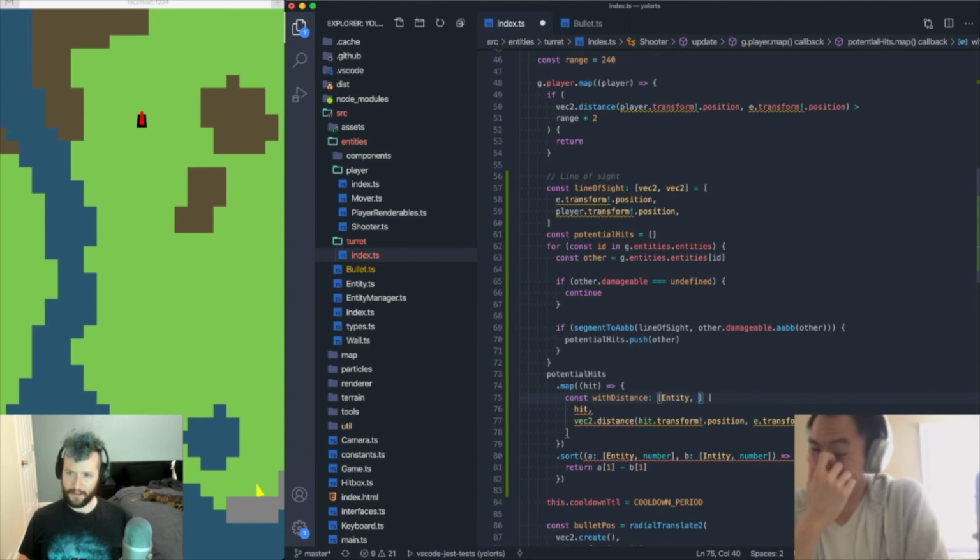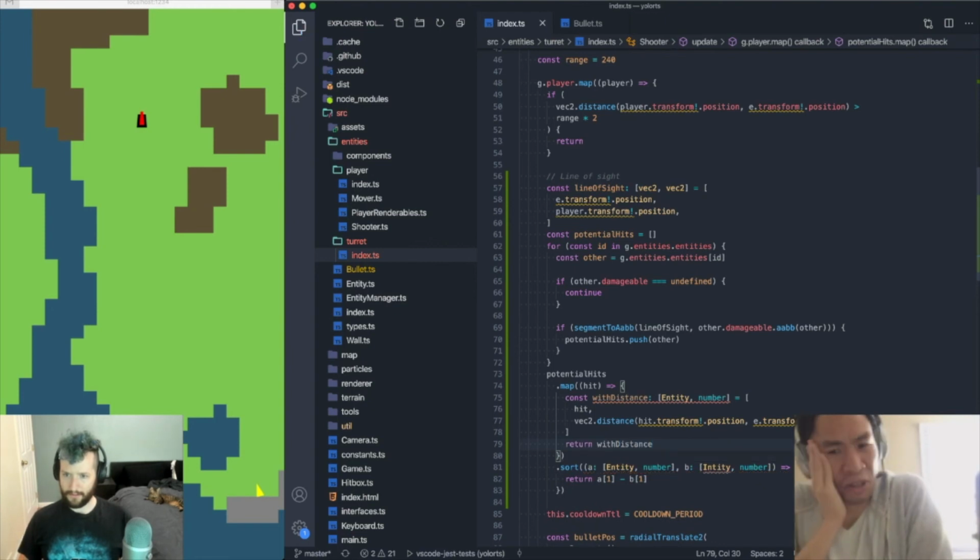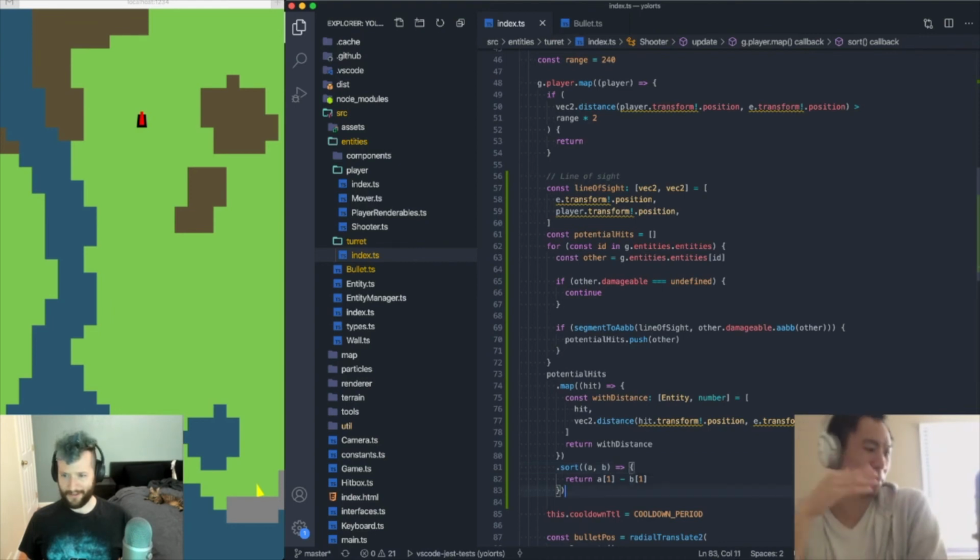Entity number. This is maybe my one beef with TypeScript, that it's almost but not quite. It can't actually create a real tuple type, because there's no runtime tuple, right? Yep, at least I don't need to specify this type anymore.